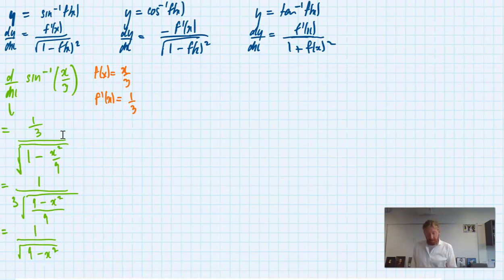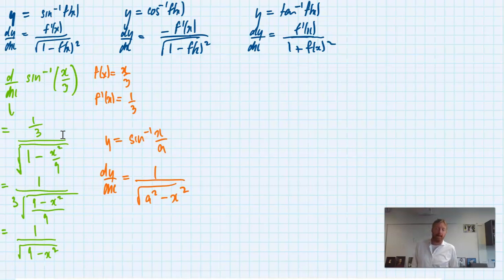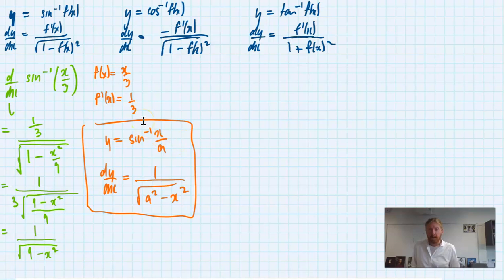You might see this again. This is another form, and I'll just write: if y equals sine inverse x on a, so I've just got a linear function on the bottom, then dy dx equals 1 on square root of a squared minus x squared. So this is just another little guy that'll come in handy. Boom, 1, 2, 3, 4.